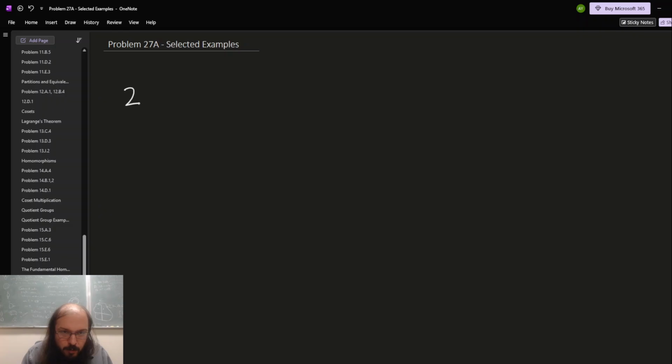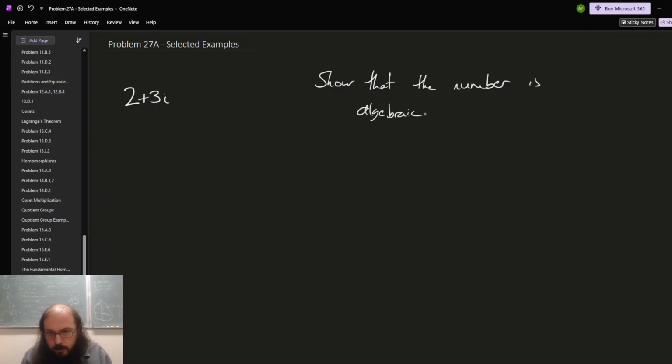I'm realizing if you don't have the book in front of you, the question for all of these is to show that the given number is algebraic over Q. And this means that it satisfies a monic and irreducible polynomial over Q. So what I need to do is figure out some polynomial equation that this thing satisfies.